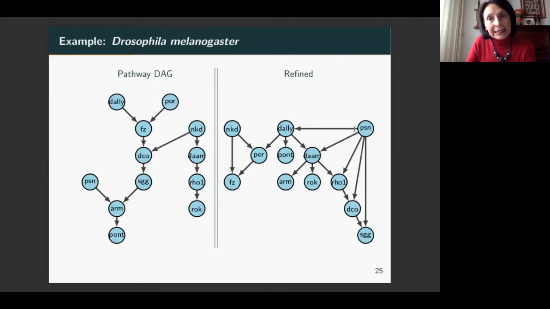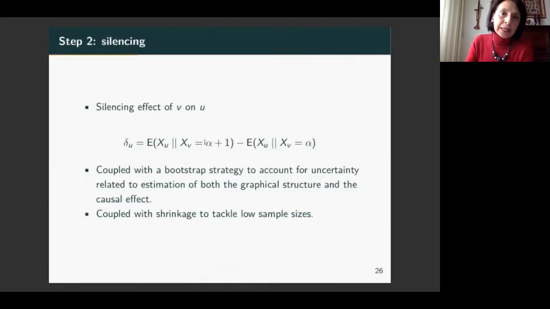Now, the arrows you see in the refined pathways represent statistically significant associations. So they do not have a causal interpretation like they might have in the pathway DAG. But these are the associations that we need to make a prediction at an observational level. And now we are ready to silence NKD and to evaluate the effects of this silencing, which are evaluated by measuring the so-called silencing effect, which is the difference in the mean of the variables having the value of the intervened variable set to alpha plus 1 instead of alpha.